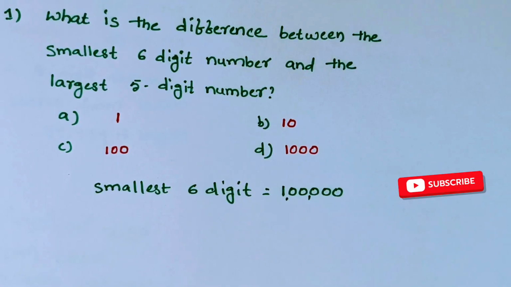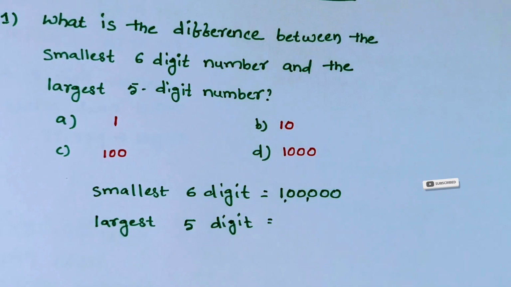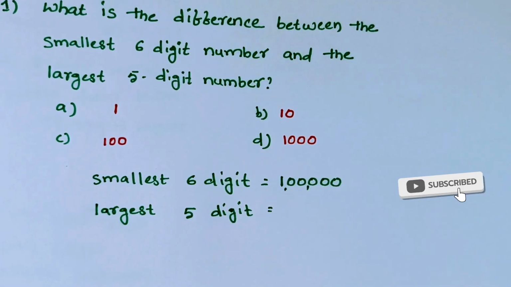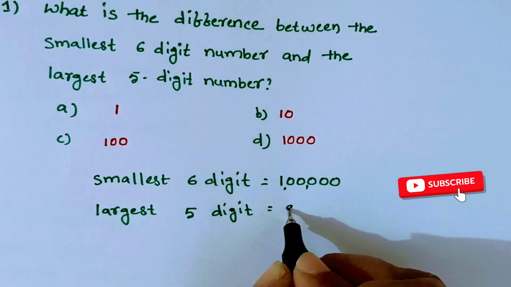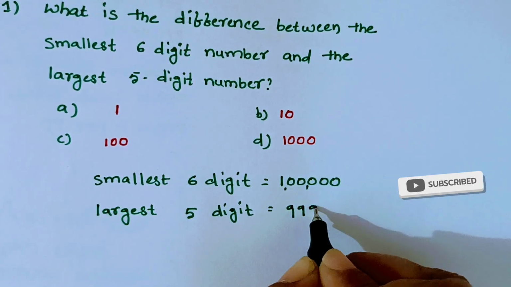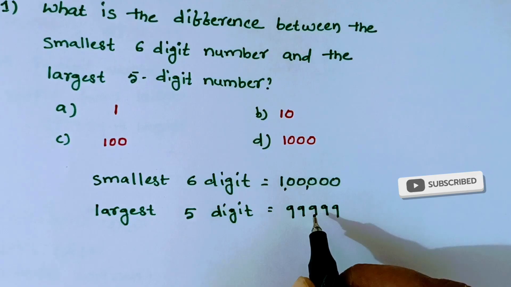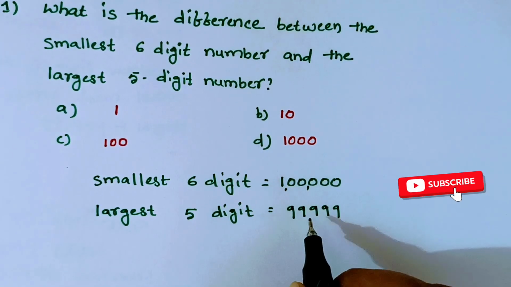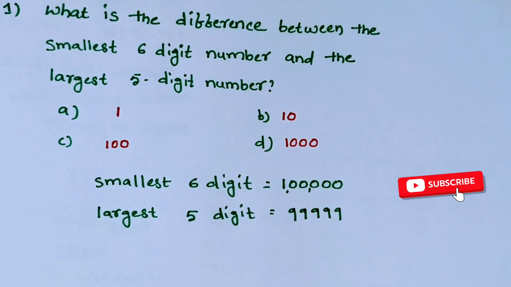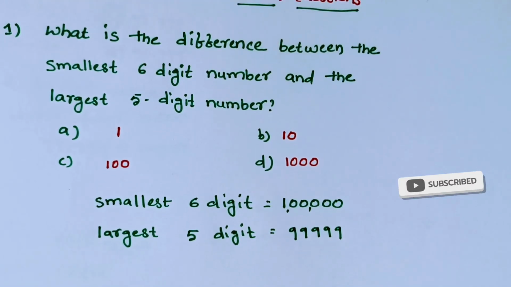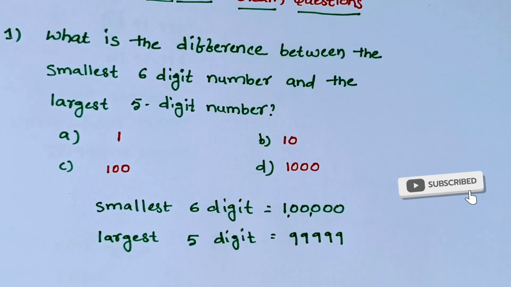Now identify the largest 5-digit number. Largest means all digits are 9. So 5 digits of 9, write here 99999. Read this number: ones, tens, hundreds, thousands, 10,000s: 99,999. What is the question? What is the difference between the smallest 6-digit number and the largest 5-digit number?